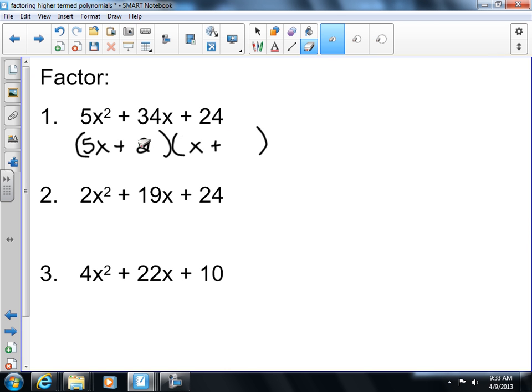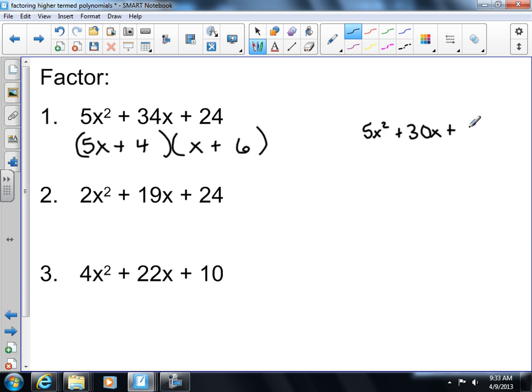All right, so let's try something other than 2 and 12. 6 and 4. All right, let's try 4 and 6 this way. I get 5x squared plus 30x plus 4x gives you 34x. All right, so does that work? It sure does. It works. So then that is what it is factored. That's your solution if I'm factoring it.